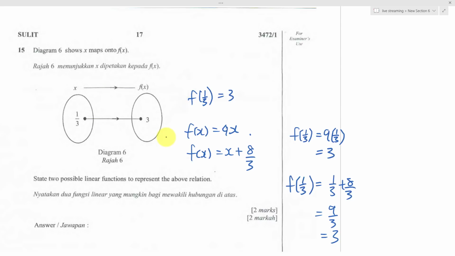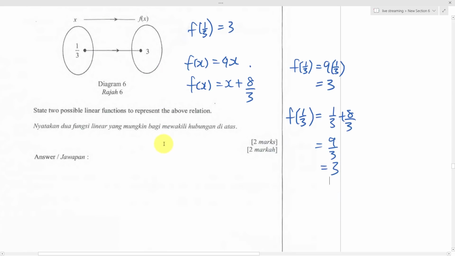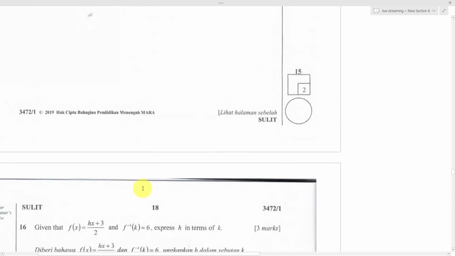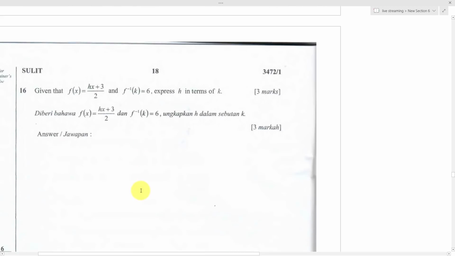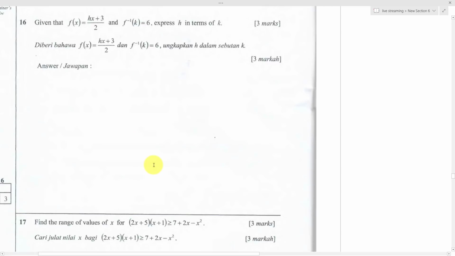Can f(x) equal 2/3? No. You must have f(x) equal to something x, so that you can sub the x into that. The equation you just use some common sense to form. Actually, it's not too hard and nothing much I can teach. Just form the equation. Alright, okay, f(x) equal to that one, f inverse x equal to 6.